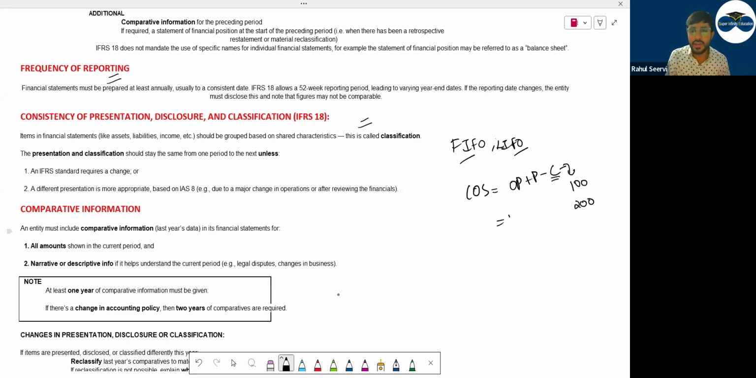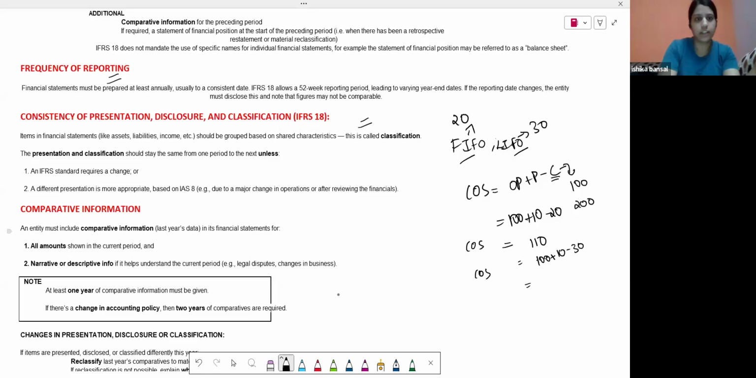If I say my opening is 100 and my purchase is 10 and my closing is 20, so how much is this cost of sales? COGS 110. If I stay with the same company for the next year, they are following FIFO. In this case, it will be 100 plus 10 minus 30. In that case, how much will this be? 100 plus 10 minus 30. 80. 80.